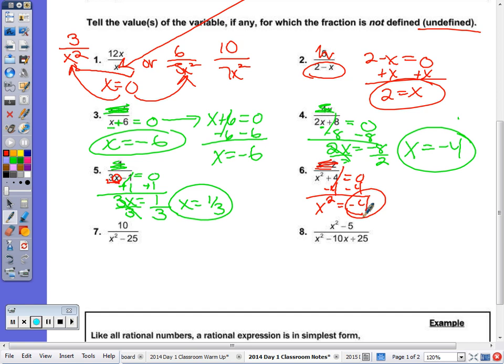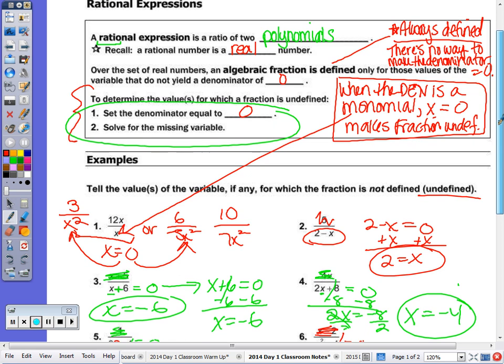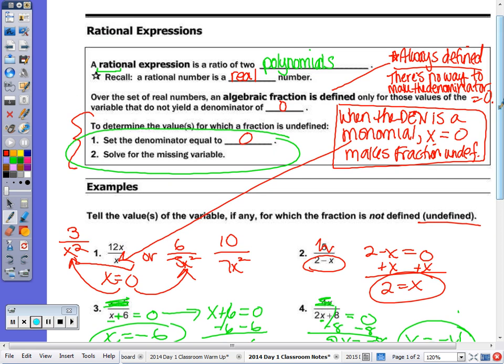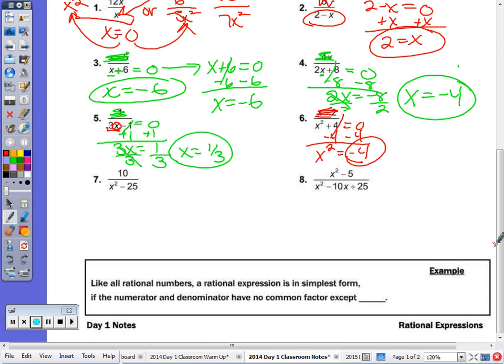No. We talked about it up here: a rational number is real. Right now you have yet to learn a number set called the imaginary numbers. So at this point in the year, we cannot take the square root and solve. So here, this fraction would always be defined when we're talking about real numbers. So number 6, you can star it, circle it.